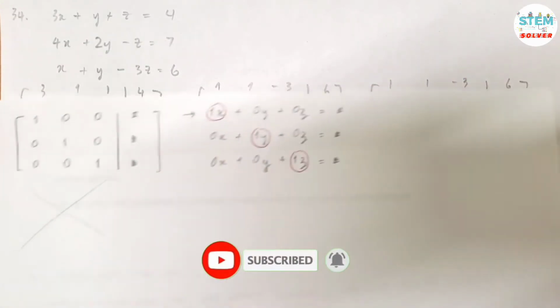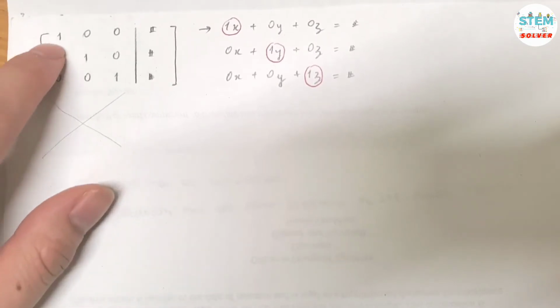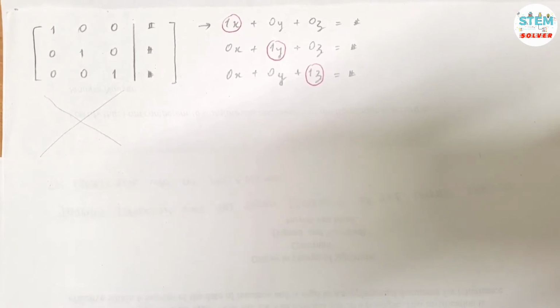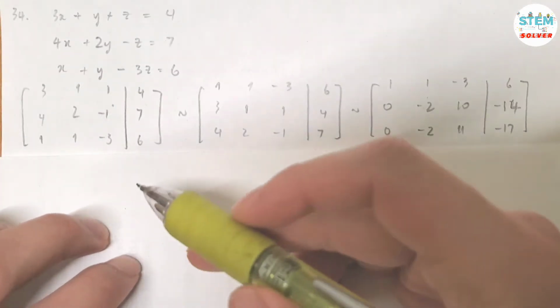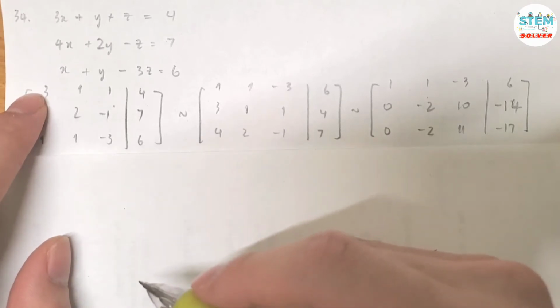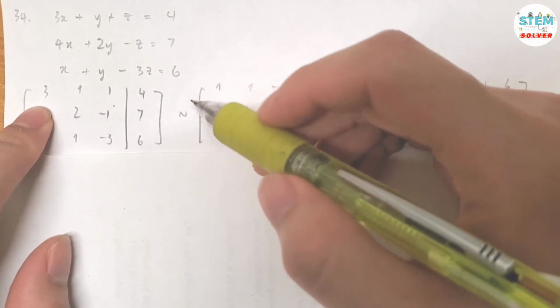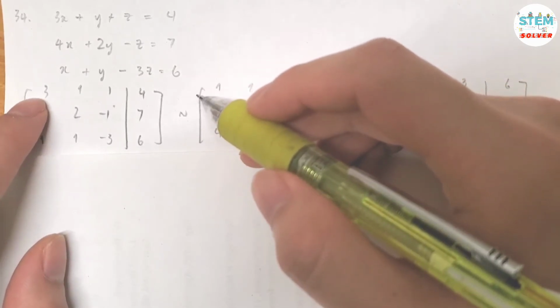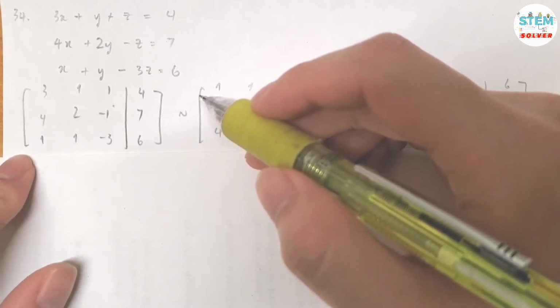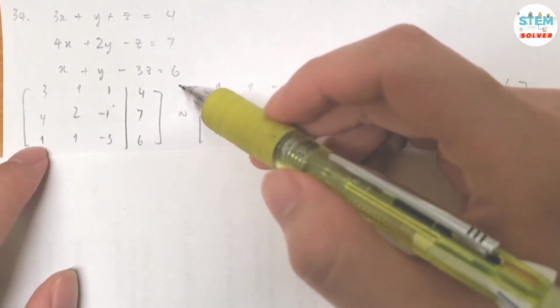The goal is to get the ones in the diagonal line, which is this line, downward or upward, doesn't matter, but most people like, and I like, to make it a downward diagonal line. So let's do that. First things first, you need to get one in the first row of the first column. Some people may divide the first row by 3 to get one, but if you take a look around the whole matrix, you will see that you have one right here. So why don't we use it?